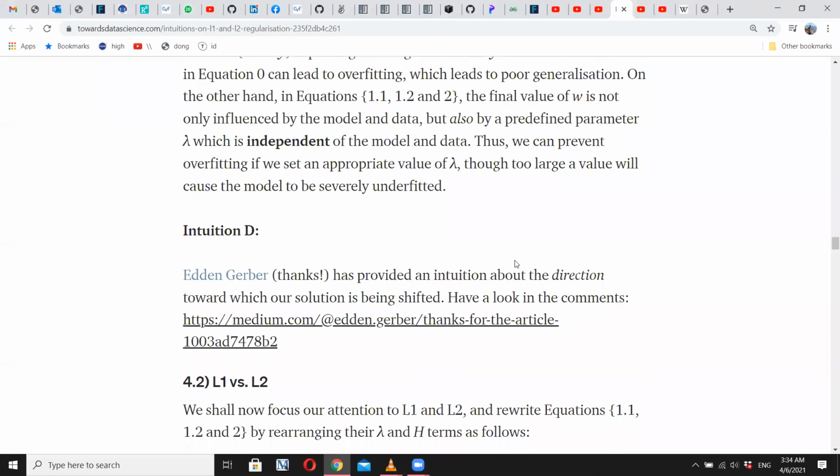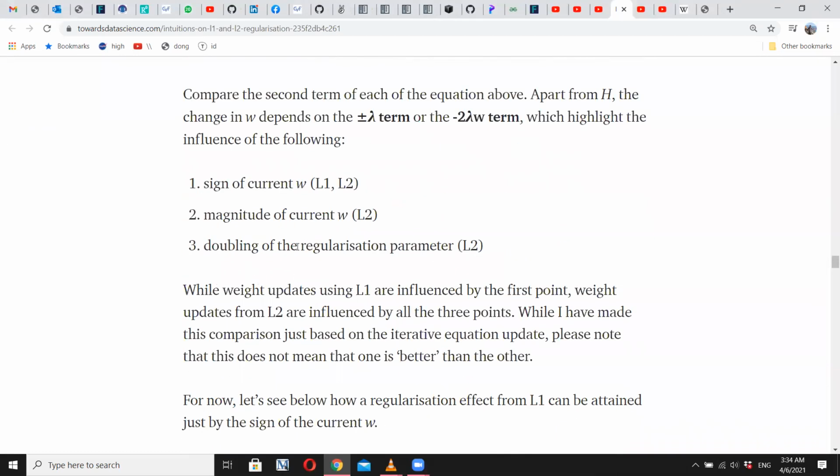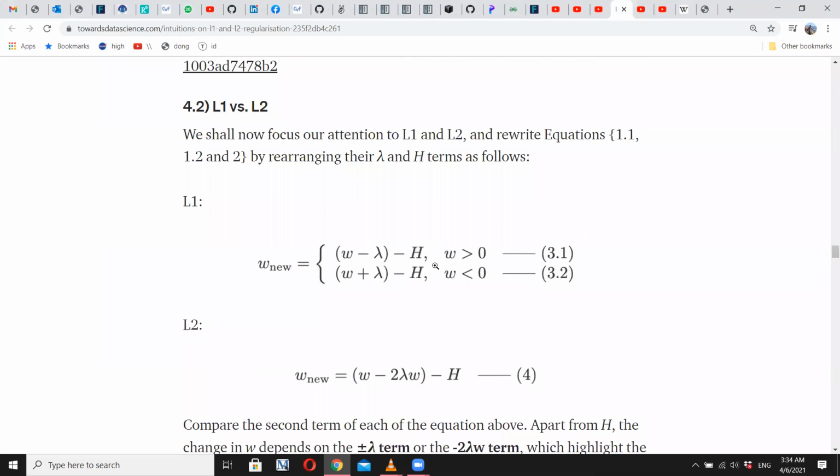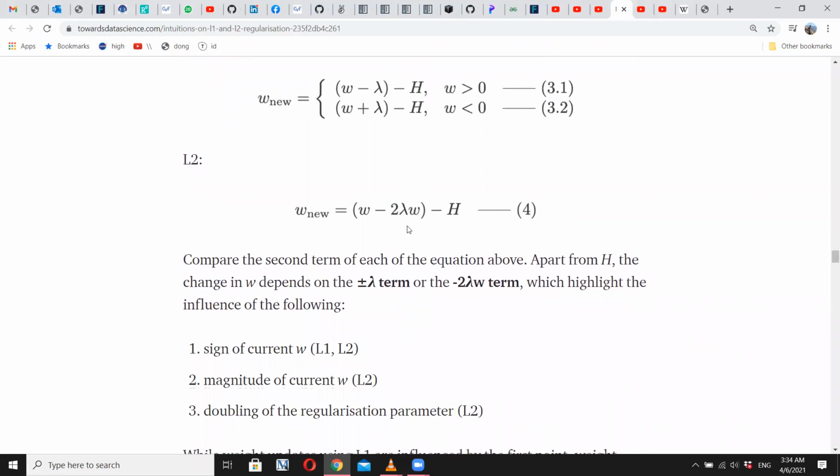Okay, so I think I've covered almost everything. The major difference is that here we are dependent upon the sign of w. The only thing that governs how quickly I should move towards zero is the sign of the weight. But here, the weight itself is also included in my movement. So that's it for today. This completes the lasso regression comparison with ridge regression. Thank you.